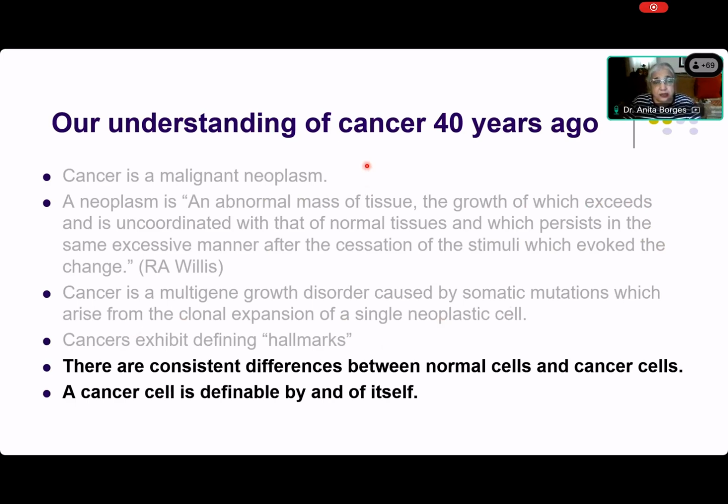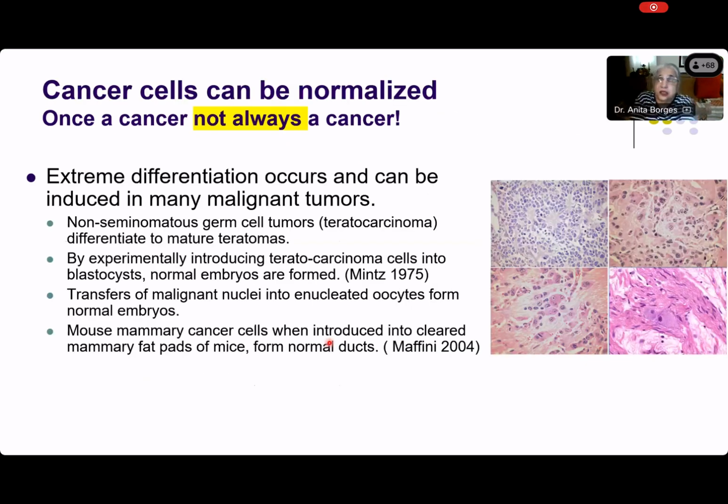And if that is the case, we have to ask, are there consistent differences between normal cells and cancer cells? And is a cancer cell actually definable at all? So let's take this. Cancer cells, I told you, can be normalized. So once a cancer, not always a cancer. Here you have a neuroblastoma. You can have extreme differentiation that occurs in many malignant tumors. And a neuroblastoma, you and I know, becomes a fully differentiated ganglioneuroma. Non-seminomatous germ cell tumors, they used to be called teratocarcinomas, differentiate into mature teratomas. And they were malignant.